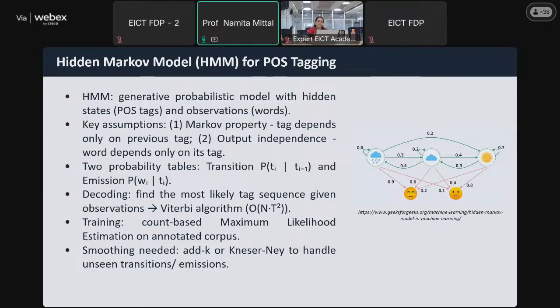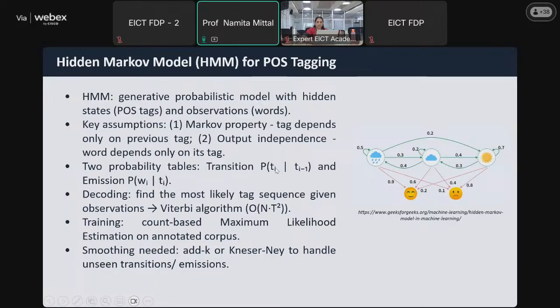The key assumption in the Markov property: a tag depends only on the previous tag, just one previous tag. Output independence: a word depends only on its tag. So we have two probability tables. Transition: what is the probability of Ti when Ti minus 1 has happened. And emission: what is the probability of Wi, that is the observation, when this part of speech happened. T is your state and the observation is W.